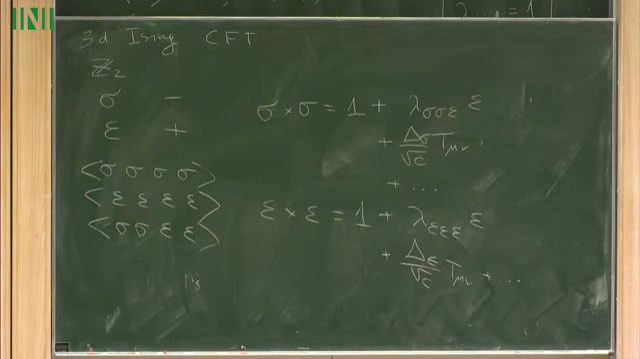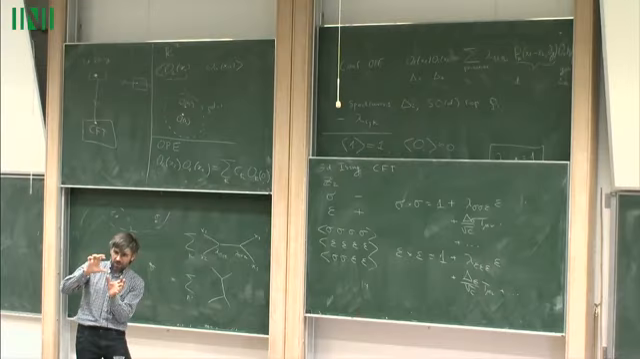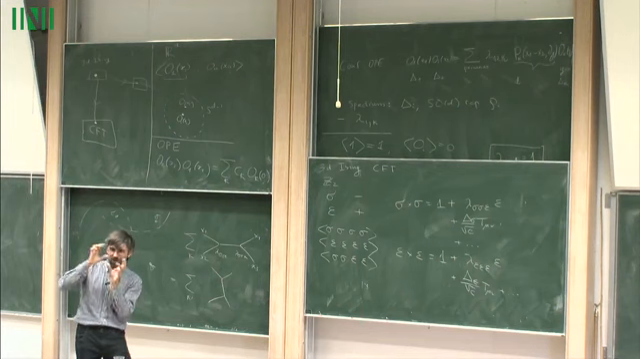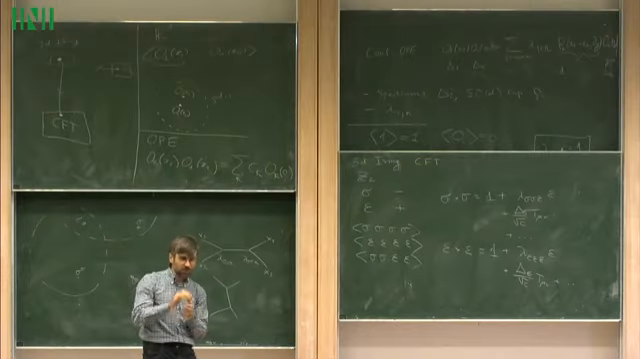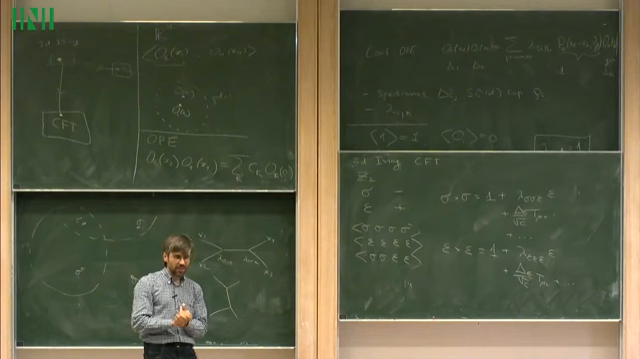How would we measure T mu nu in the two-dimensional Ising model? T mu nu would correspond to deforming the Ising model to an anisotropic Ising model, in which you take the coupling between the spins in the vertical and the horizontal direction not the same, while epsilon corresponds to deforming the model in the way that all couplings are deformed together.